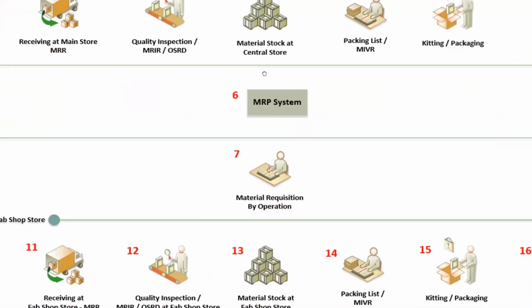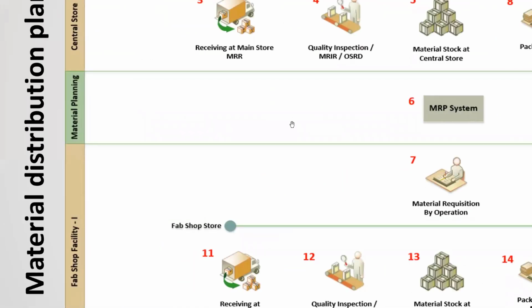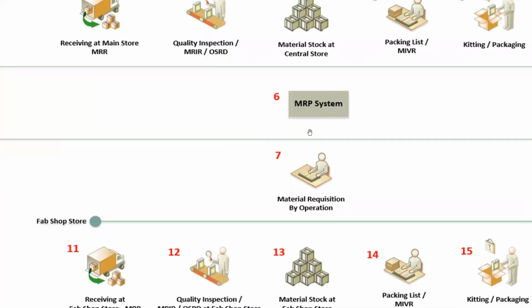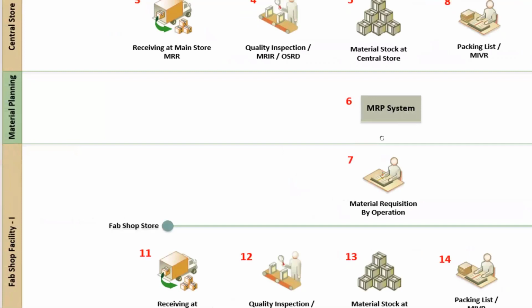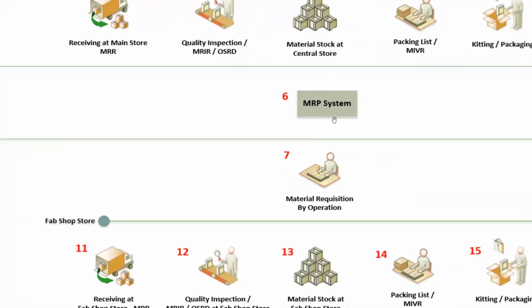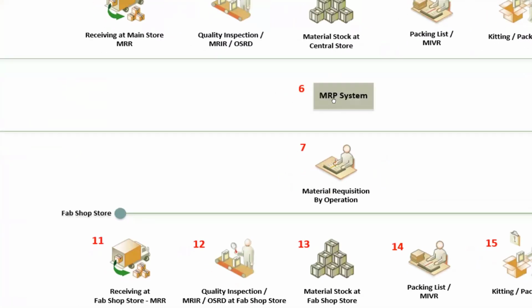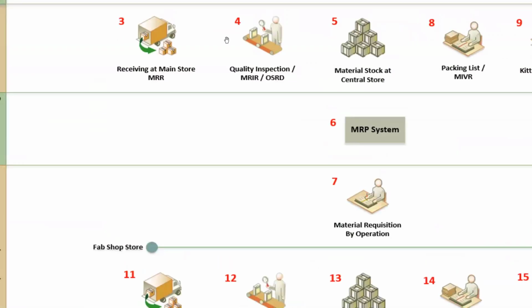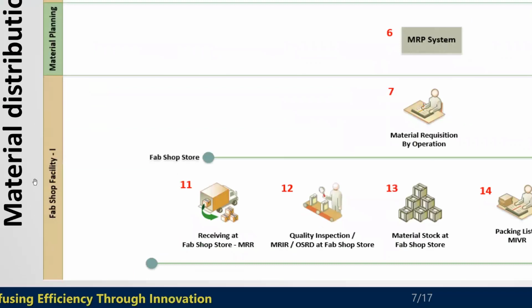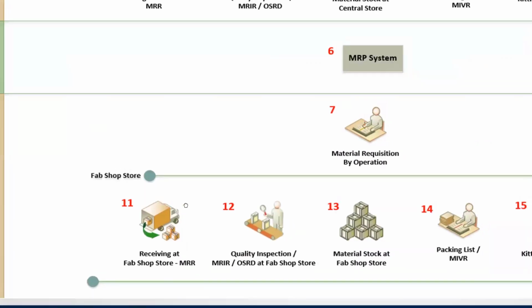Once this material stock is available with us, the planners' activity will start for material planning. So we have the look ahead material planning process. We are going to see that in detail. So look ahead material planning will come into the picture, and the central store will also share this available stock with the fabrication shop facility, and their activity will also be started.